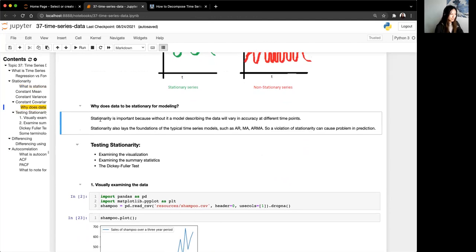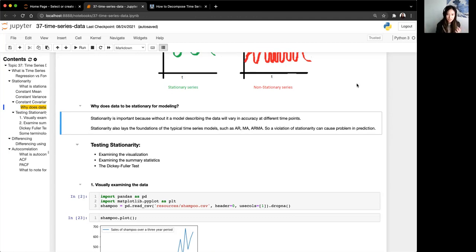Stationarity is important because without it, a model describing data will vary in accuracy at different time points. We sort of saw that looking at the assumptions for linear regression. If you don't have homoscedasticity, for example, you have a lot of variation in your error. Like for example, in your housing prices, a lot of people saw that you're really good at predicting lower or middle range housing prices, but really bad at predicting the luxury houses. That's just a sign of inconsistency in your model.